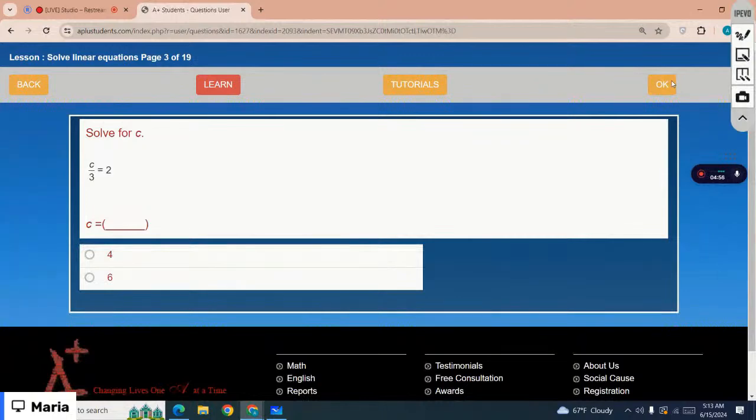Okay, solve for c. So which is the correct option? The correct option is c equals 6. 3 times 2 is 6. So the correct option is 6.